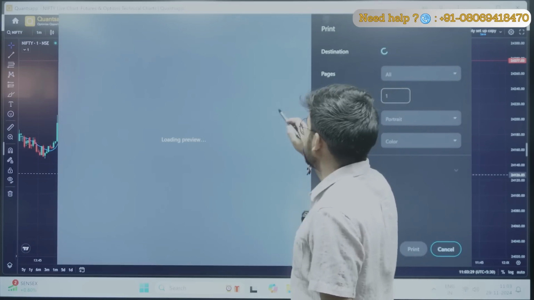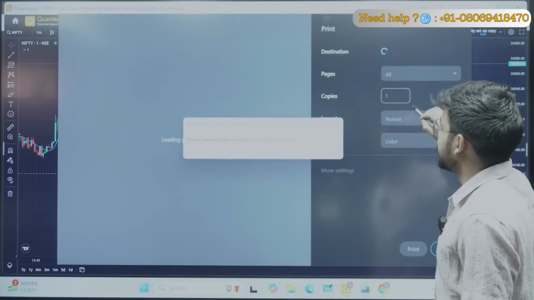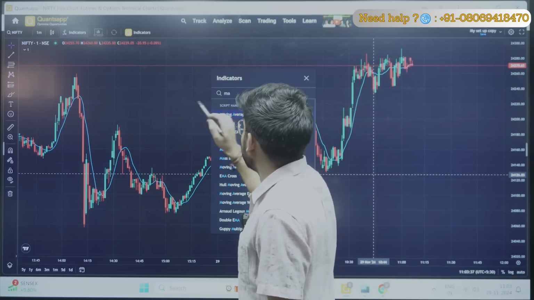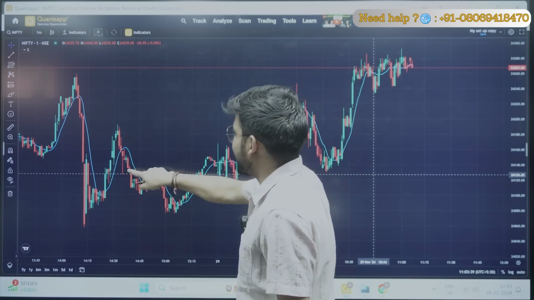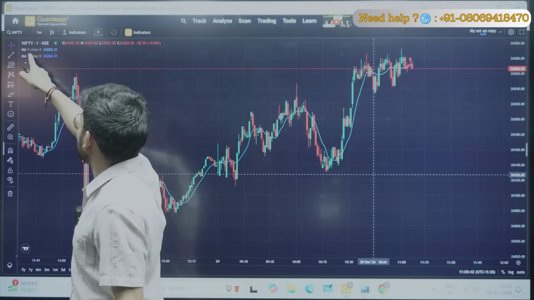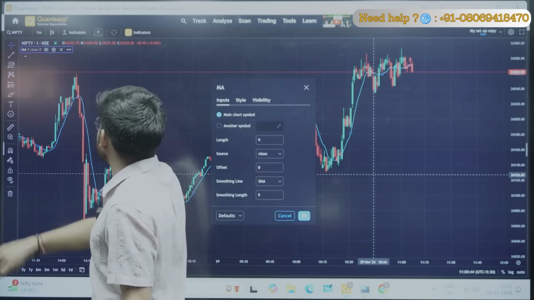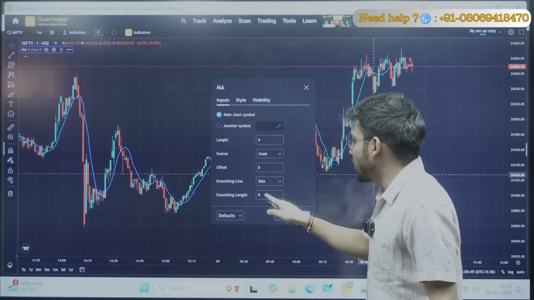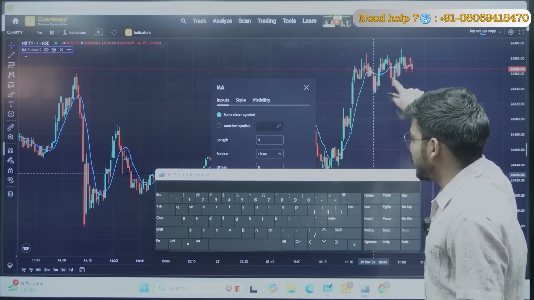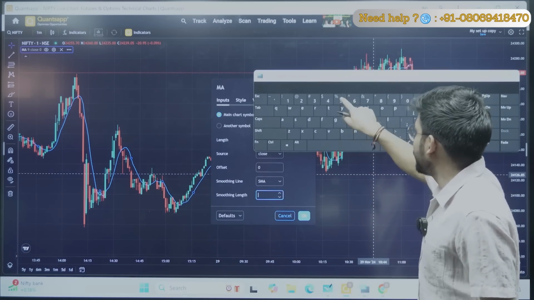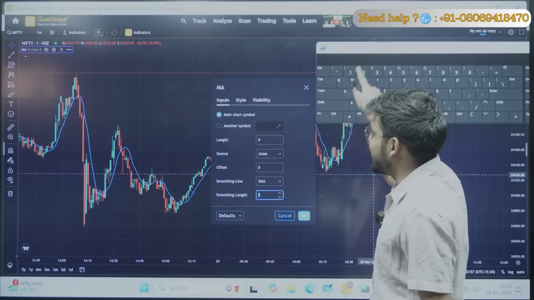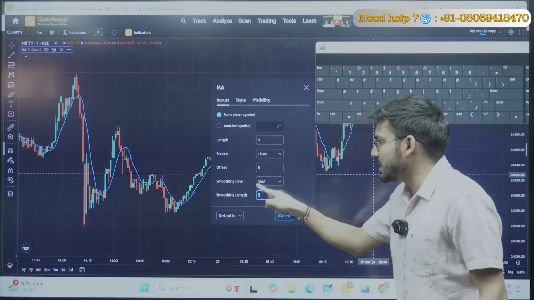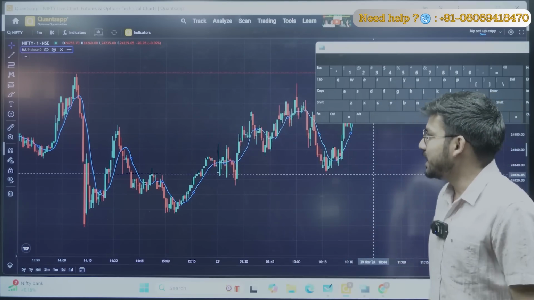So I have applied the moving average here. I have to check the settings first. You can see I am using a length of 9. In smoothing length, you just have to change the smoothing length from 9 to 5. So there is only one setting that I have changed. Length will be 9, source is close, and in smoothing length I will be using 5. Then okay, and it is plotted in my chart.